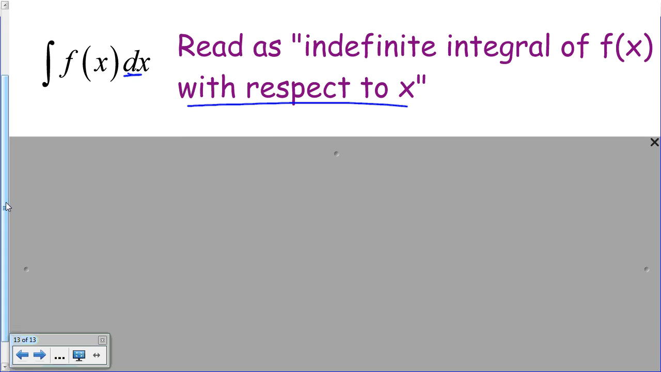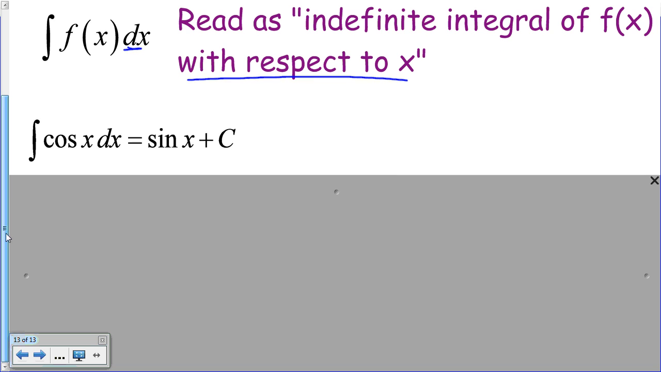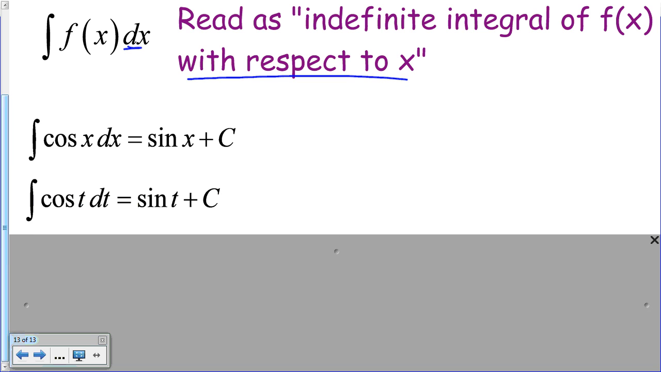So let's take a look at a couple of examples here then. If we take the integral of cosine of x dx, that's equal to the sine of x plus c. The antiderivative of cosine, of course, is sine. And notice that our answer is in terms of x. If I take the antiderivative of the cosine of t dt with respect to t, then I get sine of t plus c. The variable that you begin with and the variable that you end with are extremely important here. They're the same variable.